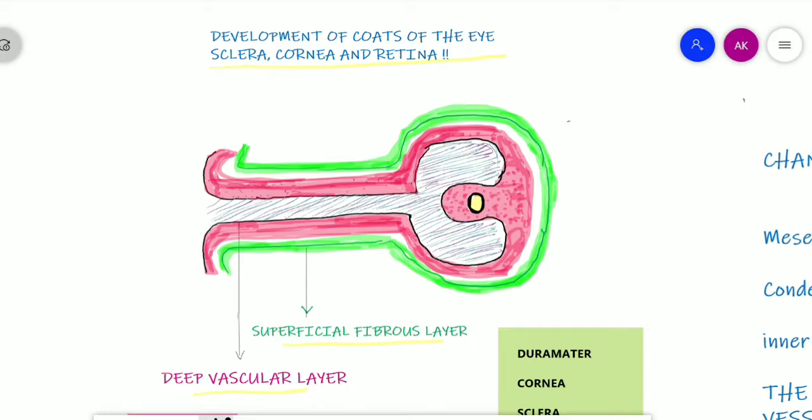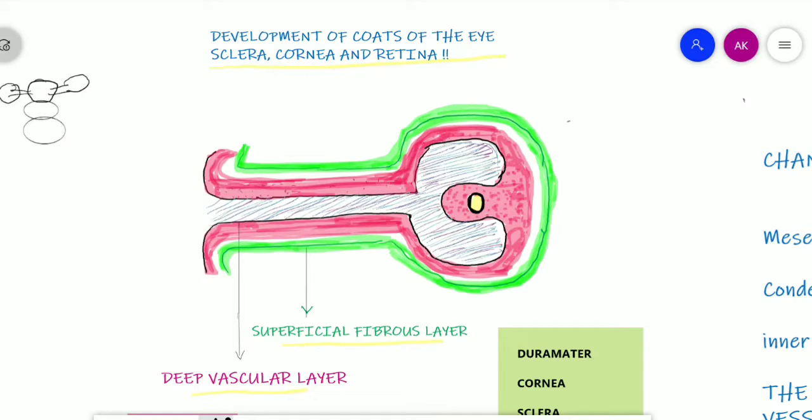Here we are going to discuss the development of the coats of the eye, that is the sclera, cornea and the retina. Now, as we all know, the neural tube is divided into prosencephalon, mesencephalon and the rhombencephalon, and our optic vesicle was developing as an outpouching from the prosencephalon.